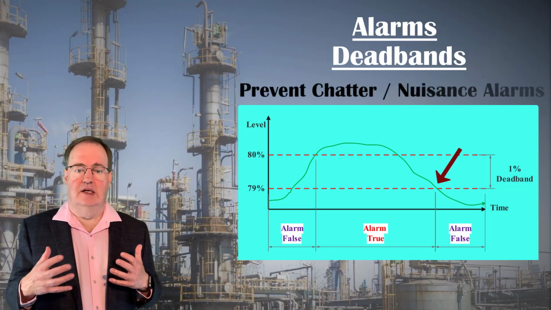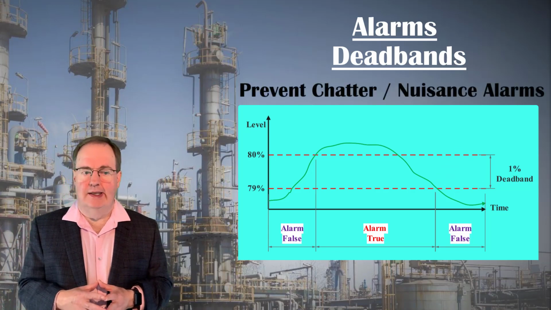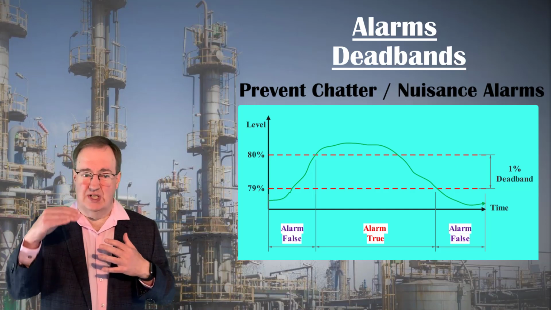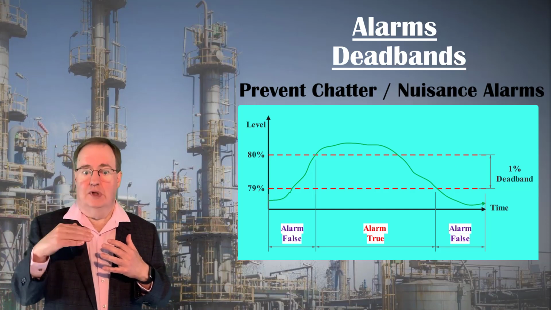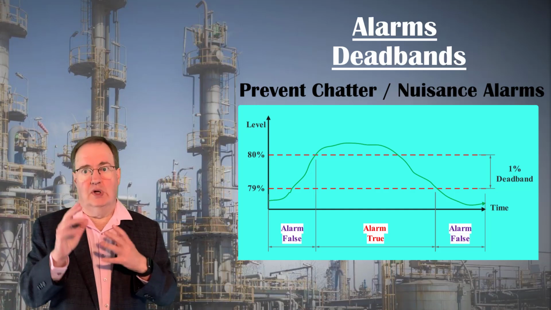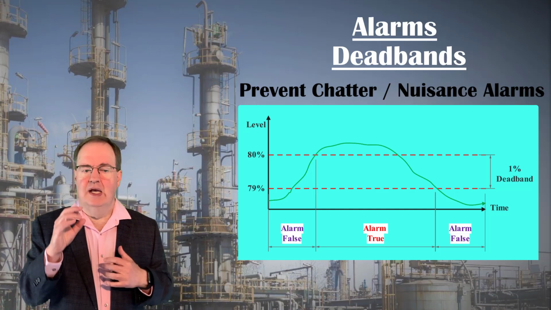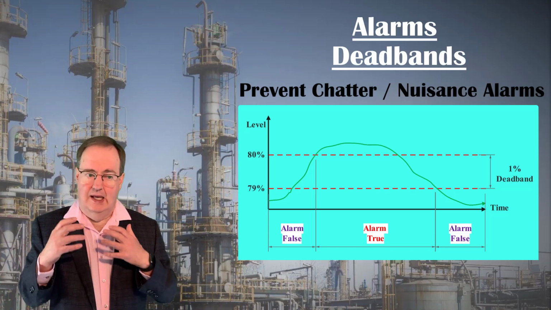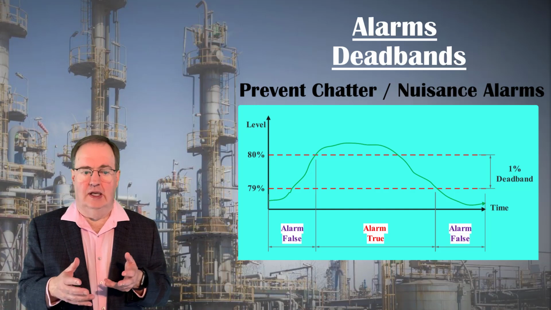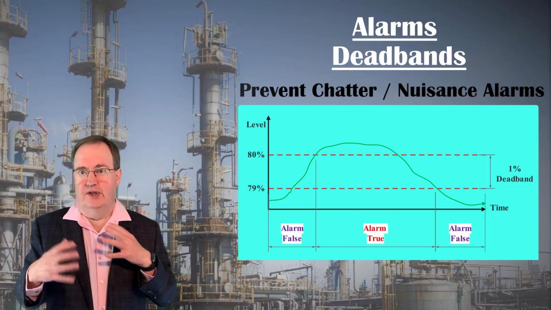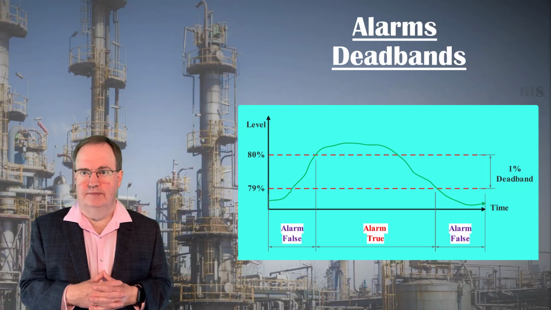Because process data is often noisy, a deadband prevents alarm chatter, which is an alarm triggering and untriggering frequently as it sits near its trigger point, which quickly becomes a nuisance. Have standard deadband values for different types of alarms and modify them appropriately to avoid nuisance alarms if you find that nuisance alarms are happening.